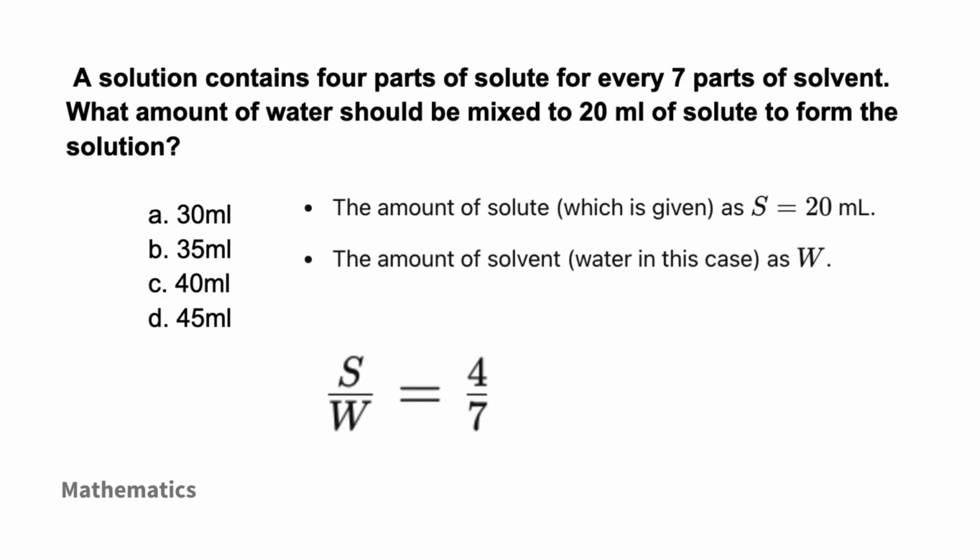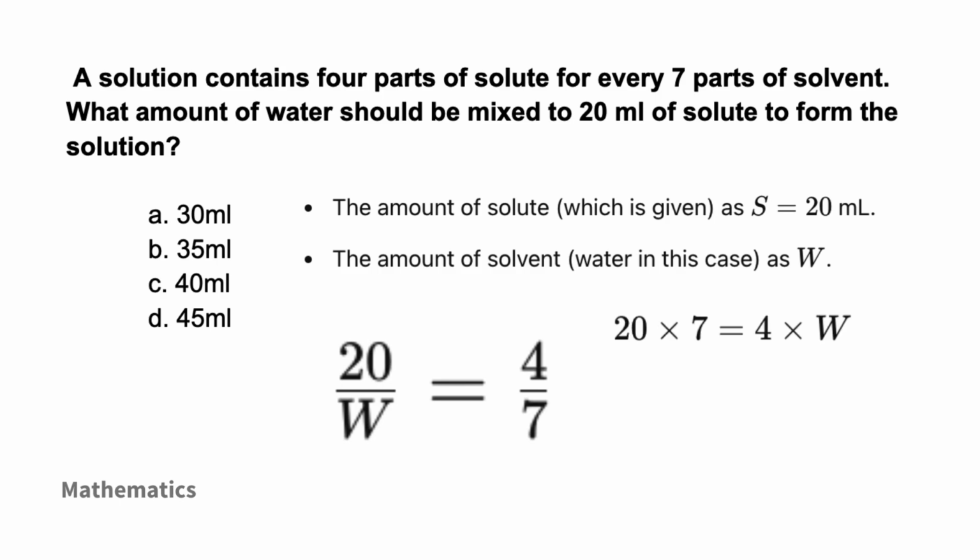Now, according to the problem, the ratio of solute to solvent is 4:7. Therefore, for every 4 parts of solute, there should be 7 parts of solvent. Next, we can write this relationship as 4 over 7. Now, let's simply put the 20 in for S, which was already given to us in the problem, and we have our updated numbers. What we want to do next is cross multiply to solve for W, where we can see that we will take 20 times 7 equals 4 times W.